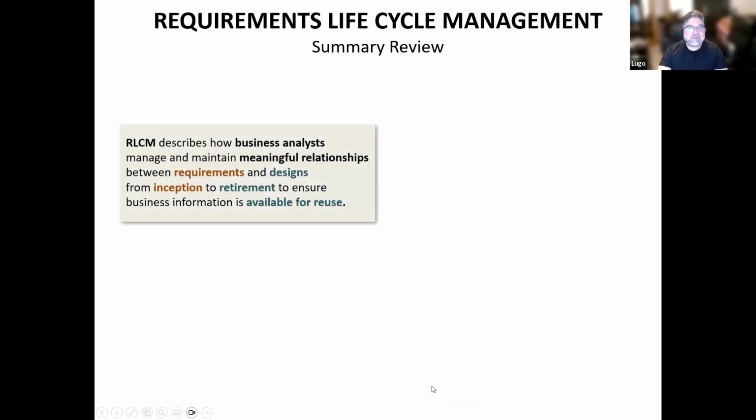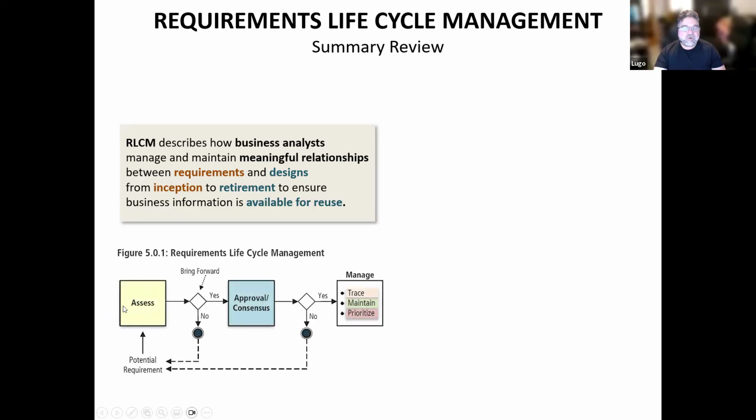So in summary, requirement lifecycle management describes how we manage and maintain the relationships between the requirements and designs from inception to retirement to ensure that all business information is available for reuse. Now, reuse is a key word here because the business will save tons of money if they're able to reuse those requirements. Every single time you start from scratch, it's an added cost. So anytime we can add reusability, it saves money to the business. Again, we go through assessment, approval, consensus, and then managing.